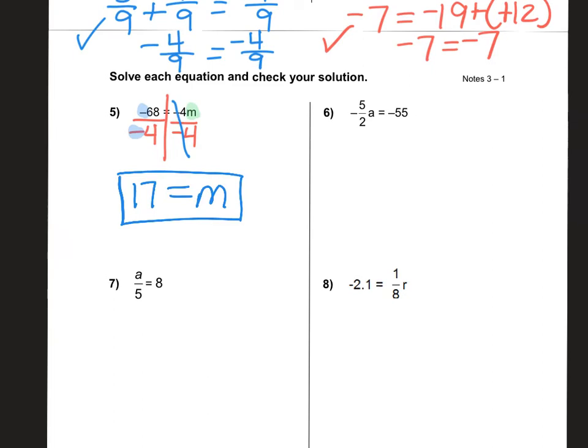Just like with addition and subtraction, you can still go back and plug this in and check it. So we get -68 equals -4 times 17, a positive 17, and a negative times a positive is a negative. So yep, we get both sides to equal -68, so it all works out.